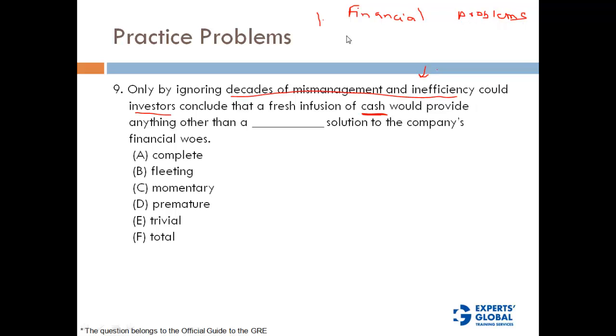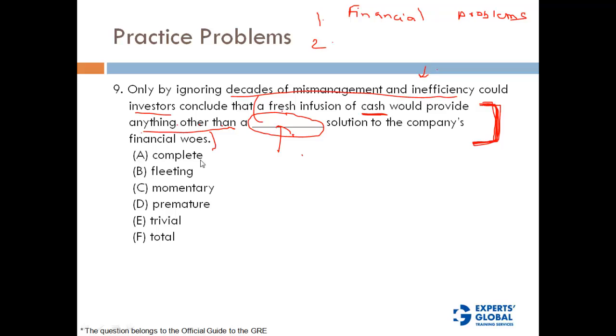Right? Second part, it says that you ignore those financial problems, and that is the only way you can believe that something good will happen. So this part basically tries to say that only after ignoring these financial problems for decades, you can see that this fresh infusion of cash, that means new cash, would solve the company's problems, right? But look at it carefully. The second idea collectively should mean something like a good impact, but anything other than a dash solution. So this has to be a word which will fit in this second part and make it look like a good impact.